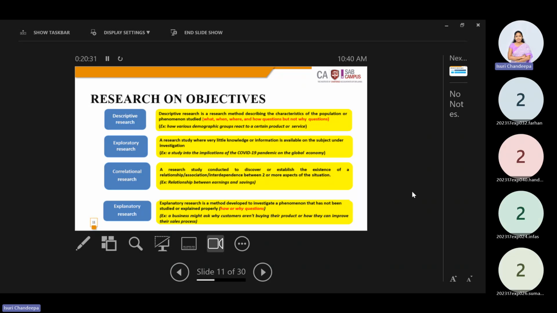What are the examples? Examples. Bhagya. What is it? Madhushri. I don't know her name. Yes, so the example for correlation, correlational research.